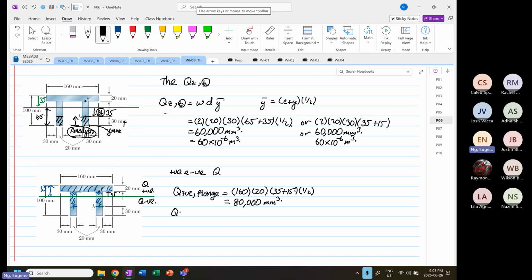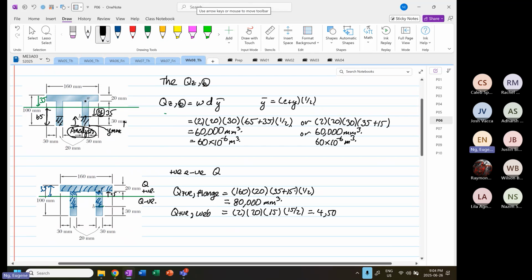Then we have the Q positive for the web. Okay, so 2, and then the width is 20. The depth is 15. The Y bar is 15 divided by 2. Right? So 2 times 20 times 15 times 15 divided by 2 is equal to 4,500 millimeter cube. Let me do it again. 2 times 20 times 15 times 15 divided by 2. Yep.